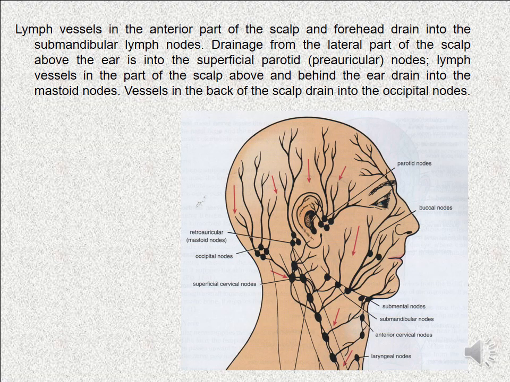So the superficial lymph nodes present in the face and in the posterior part of the scalp drain all the lymphatic vessels of the anterior, middle, posterior and lateral sides of the scalp.